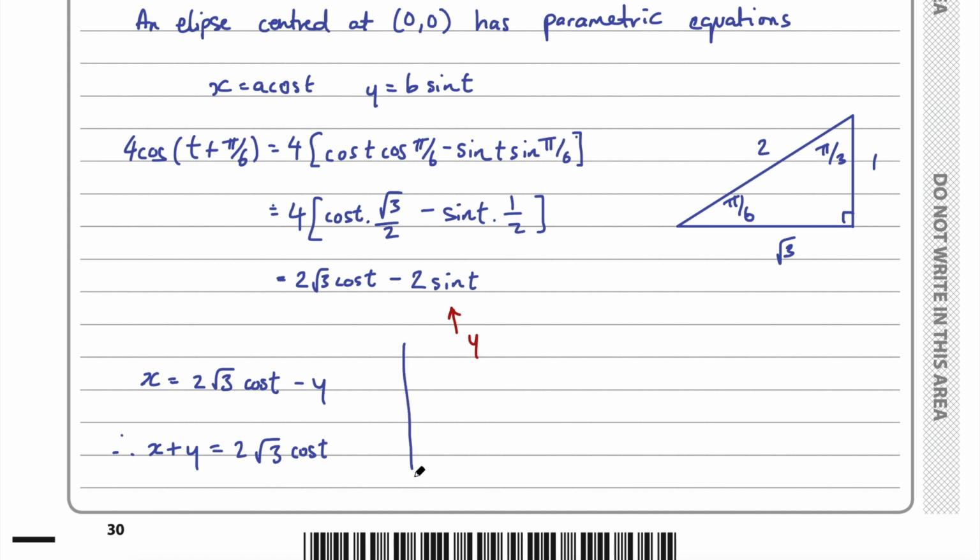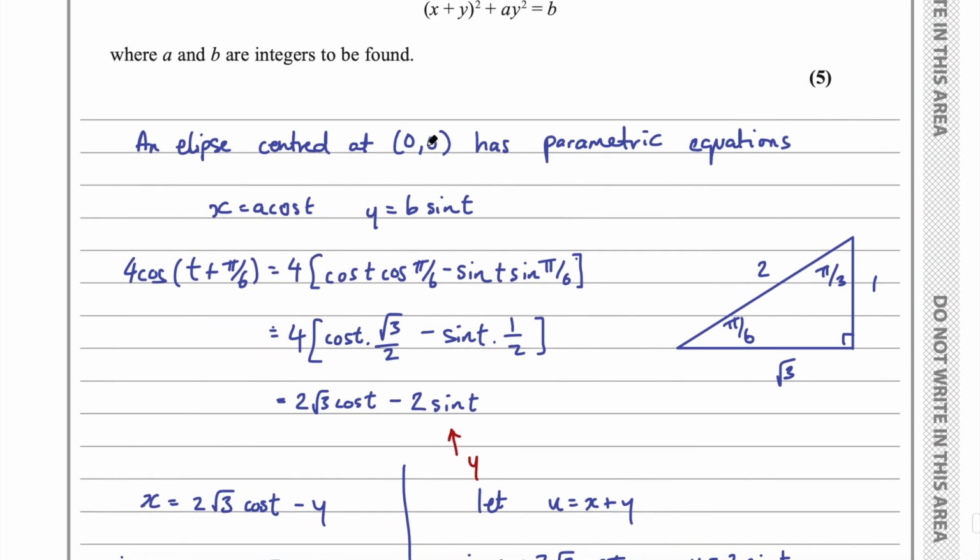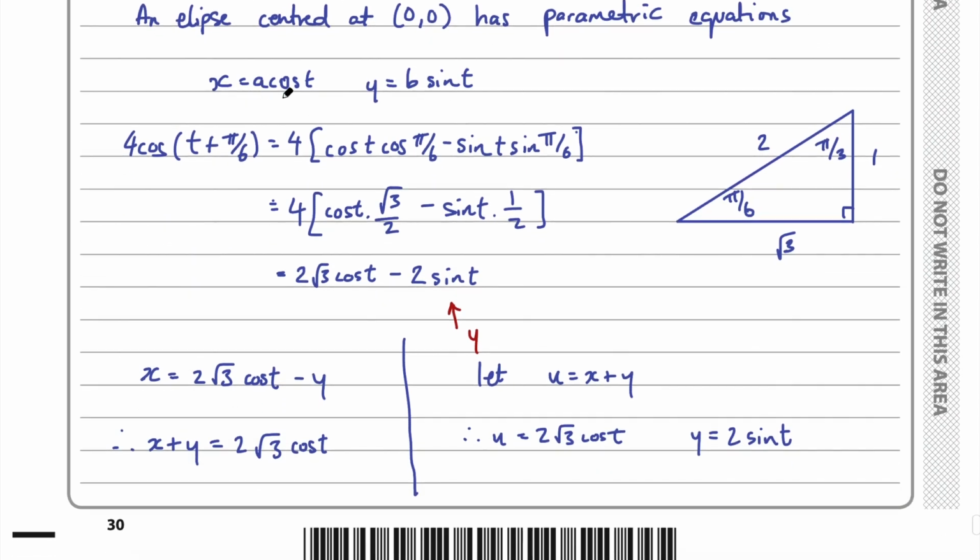Now here's the really tricky part. We're going to let u equal x plus y. So therefore, u equals 2 root 3 cosine t. And y equals 2 sine of t. So these two equations would form an ellipse. Just as we said, it would be centered at 0, 0, and it has the parametric equations a cosine t, b sine t, right? So we have an ellipse with u and y.